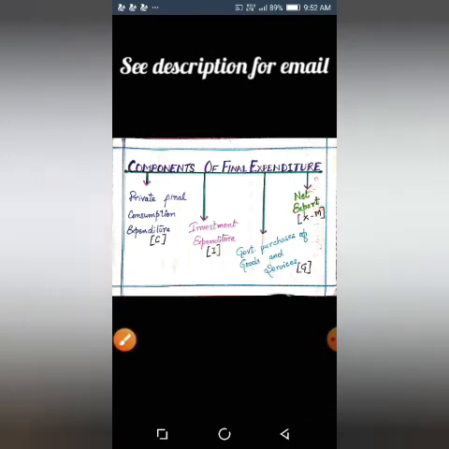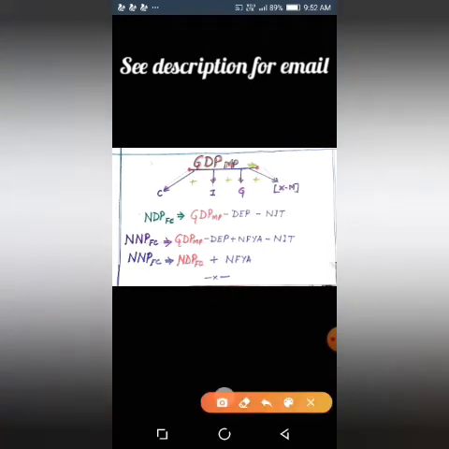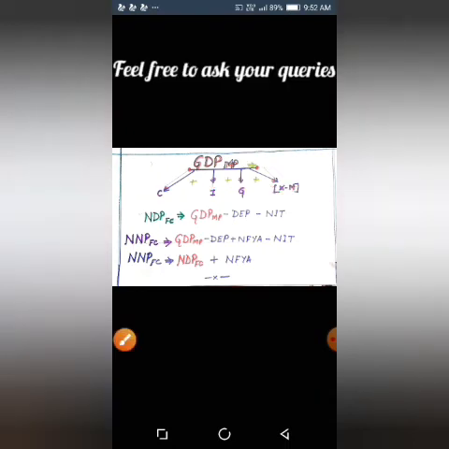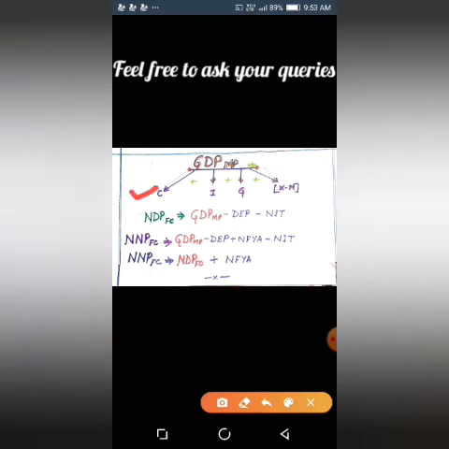Now again see. This is GDPMP, gross domestic product at market price. When we add C, I, G, X minus M, then we get GDPMP. Again listen, when we add C, that is private final consumption expenditure, I, that is investment expenditure, G, that is government purchases of goods and services, and net export, then we get GDPMP.